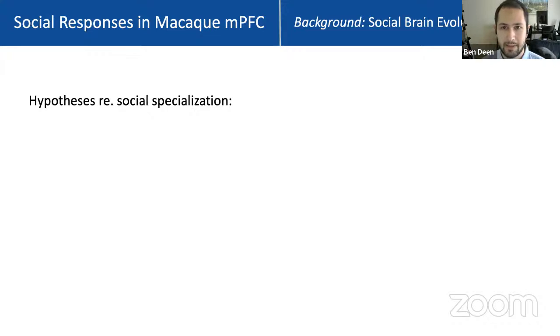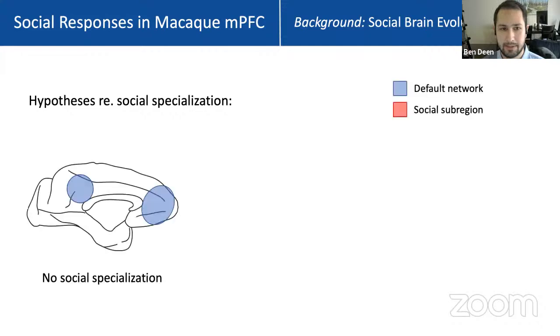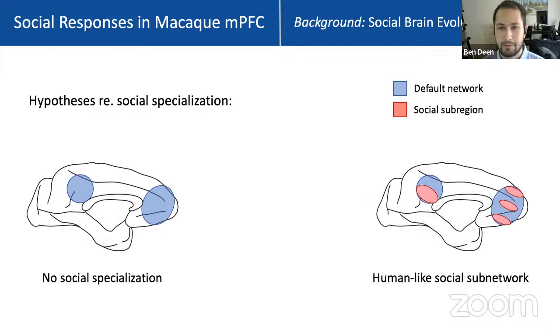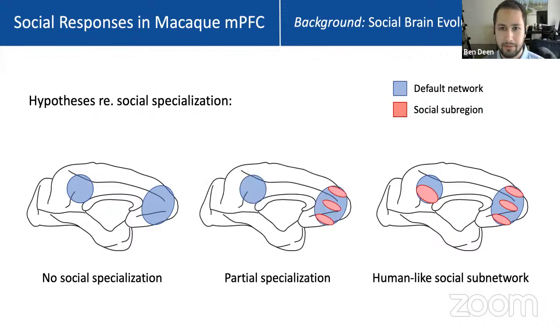So you can imagine various hypotheses about social specialization within the DMN in macaques or in a common ancestor. So one possibility is that there's no specialization, so that these animals have a default mode network, but they don't have socially specialized regions within that. Sort of the other extreme, we can imagine that macaques might have a fully human-like social subnetwork of the default mode network. And we can imagine a range of possibilities in between, in which maybe one or several subregions of the DMN have begun to evolve socially specialized components, but they haven't propagated throughout the full network.